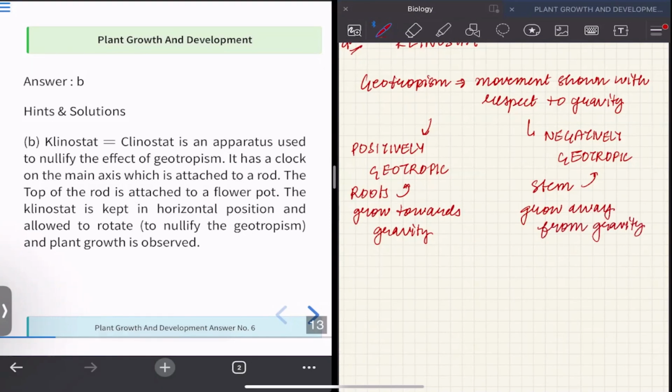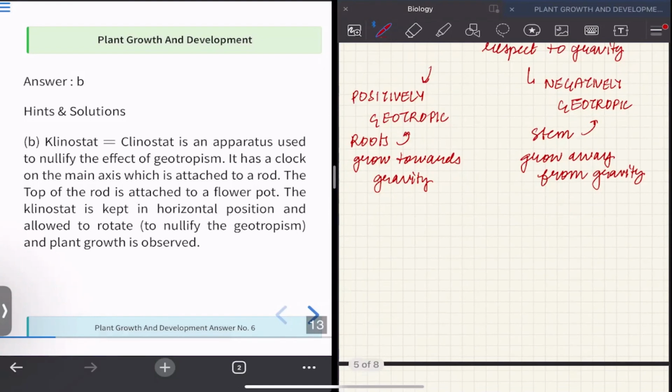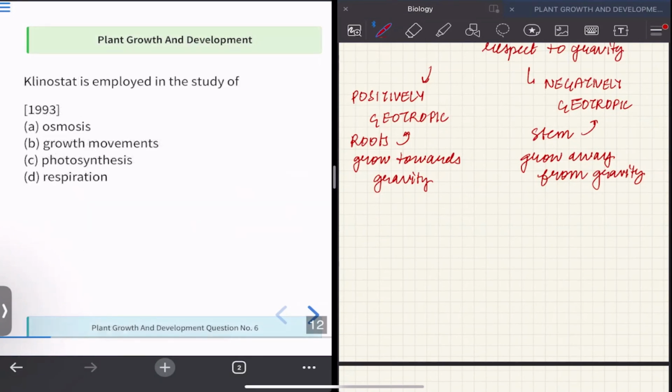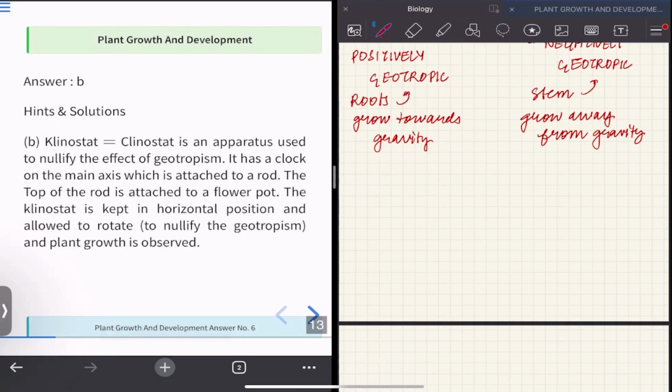So clinostat is actually an apparatus which is used to nullify the effect of geotropism. It has a clock on the main axis, which is attached to a rod. The top of the rod is attached to a flower pot. The clinostat is kept in horizontal position and allowed to rotate, and the plant growth is observed. So what is clinostat? It is employed to study growth movements irrespective of gravity.